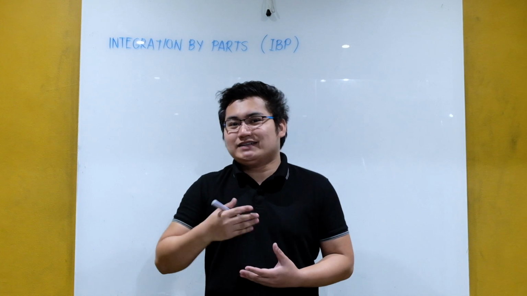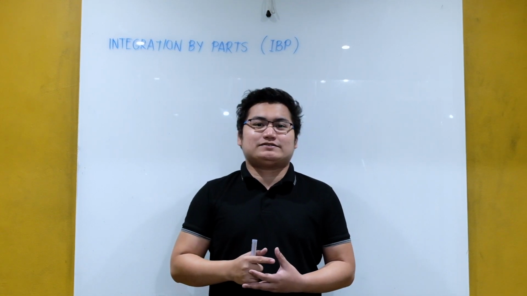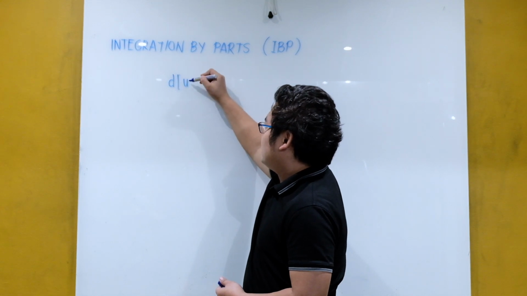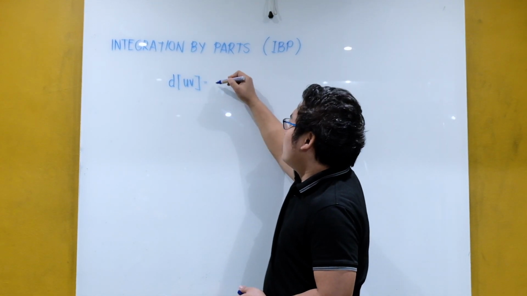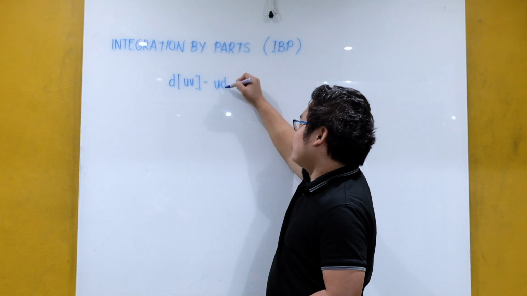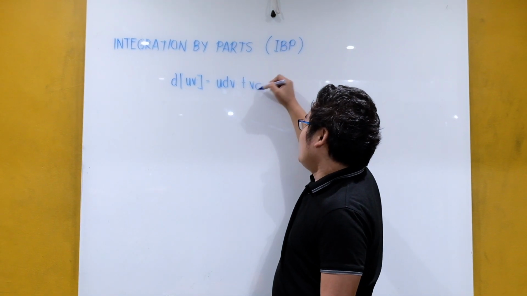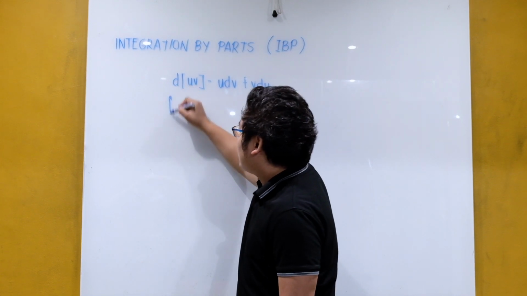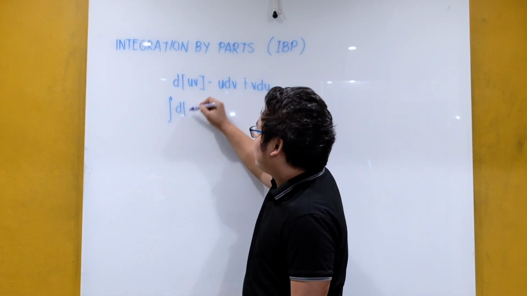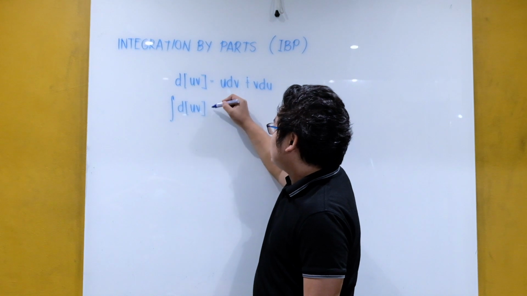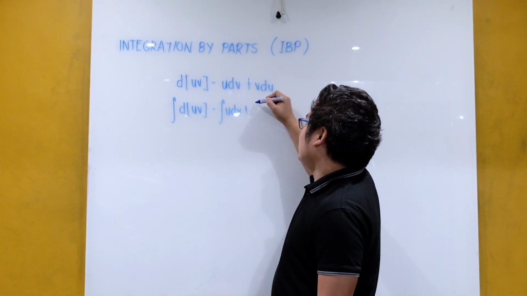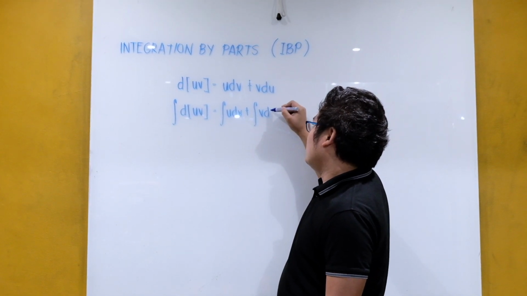Everyone, today we will be discussing integration by parts. Recall that the derivative of UV is equal to UdV plus VdU. So integrating both sides of the equation, we now have the integral of the derivative of UV is equal to the integral of UdV plus the integral of VdU.